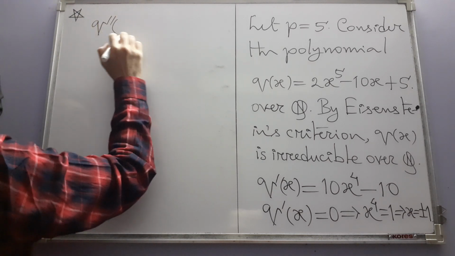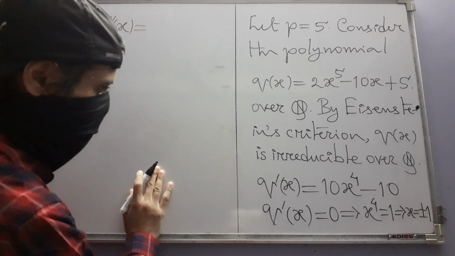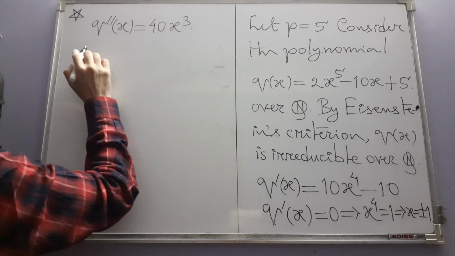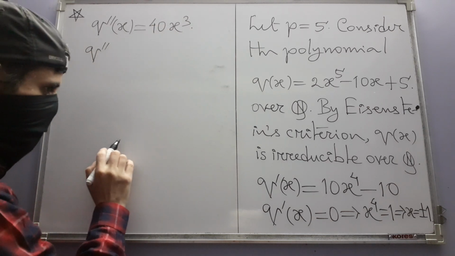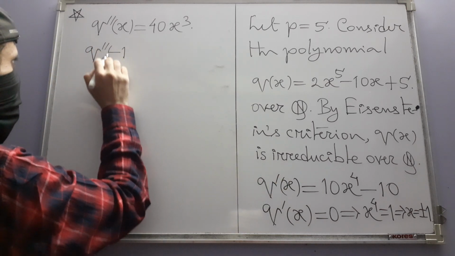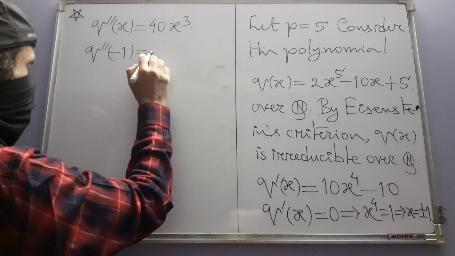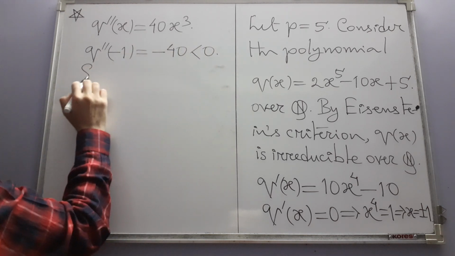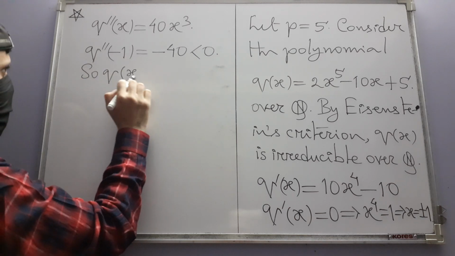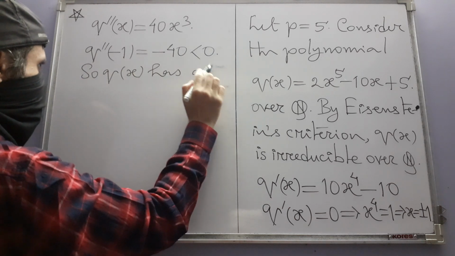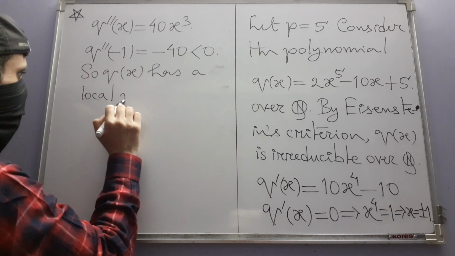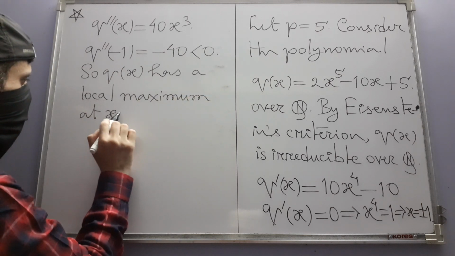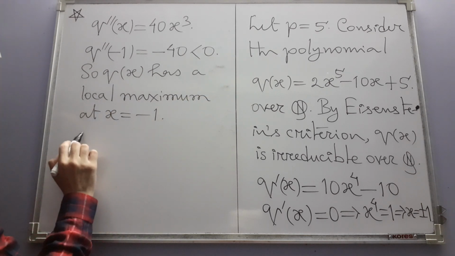Now if one calculates the second derivative, one gets 40x cube. So evaluating the second derivative at minus 1 first, because cube is there, it will be minus 40. This is less than 0. So Qx has a local maximum at x equal to minus 1.